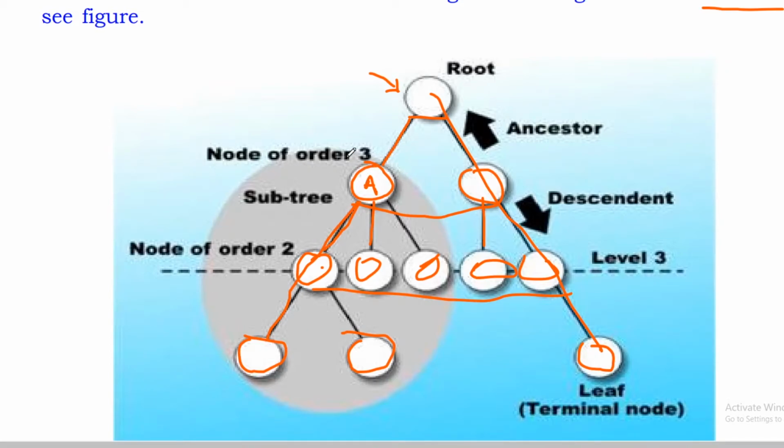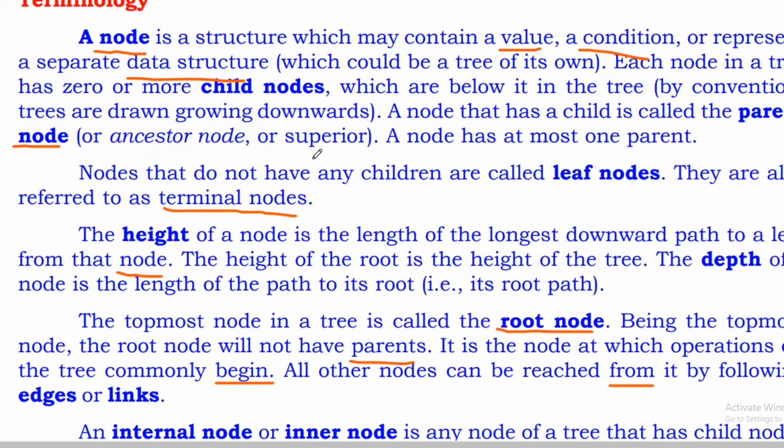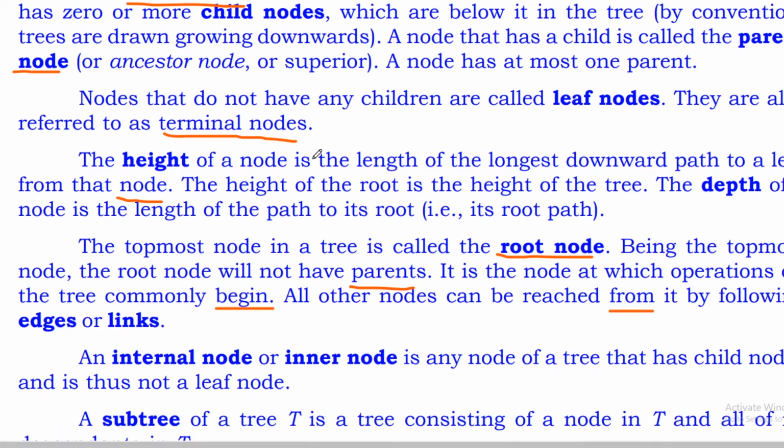That's the height of the tree, and this is the height of the node. Height of the node means from that node till the last node, counting the downward path: 1, 2, 3. Here you can see 1, 2, 3, 4. That is the height of the tree now. From the root to the leaf node is called the height of the tree, or the depth of the tree. So this is something about the height and depth of the tree.